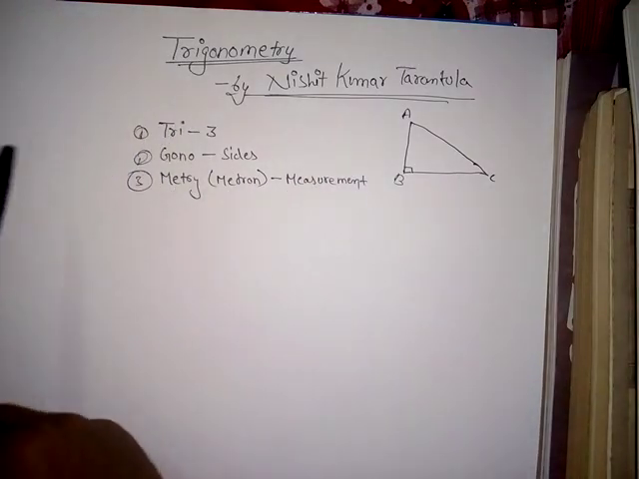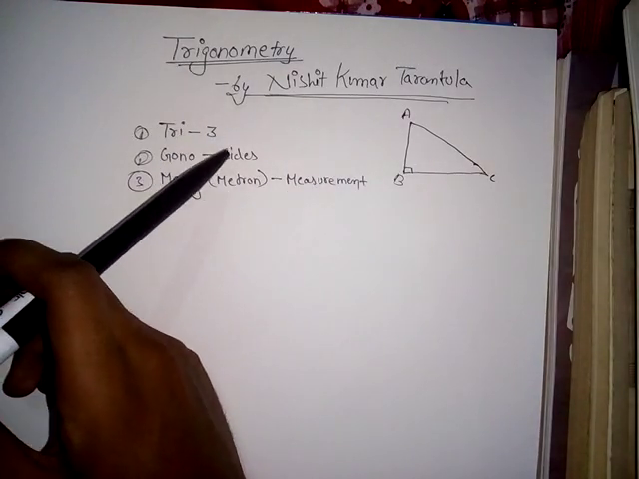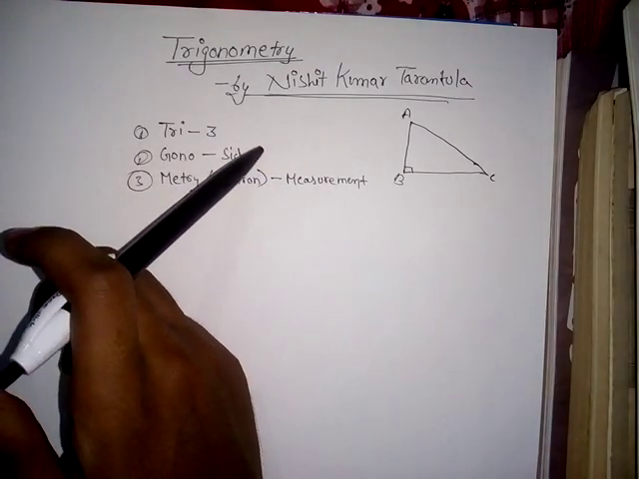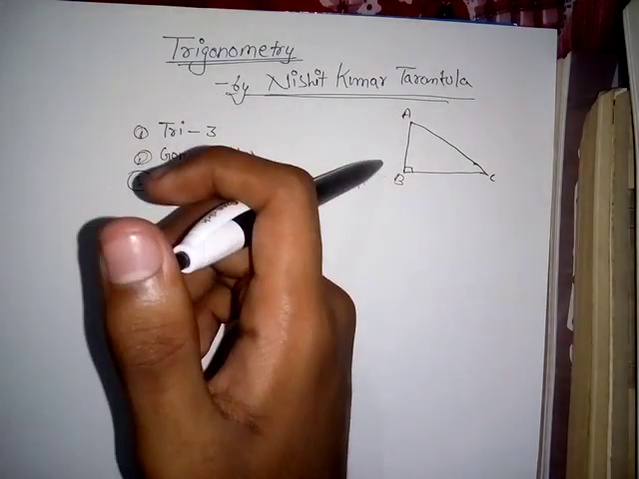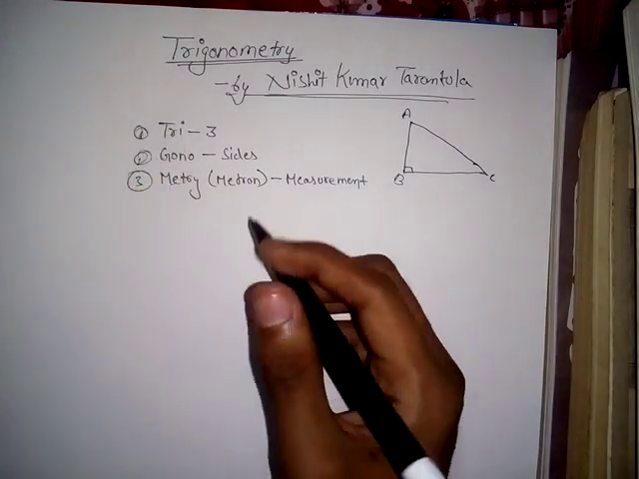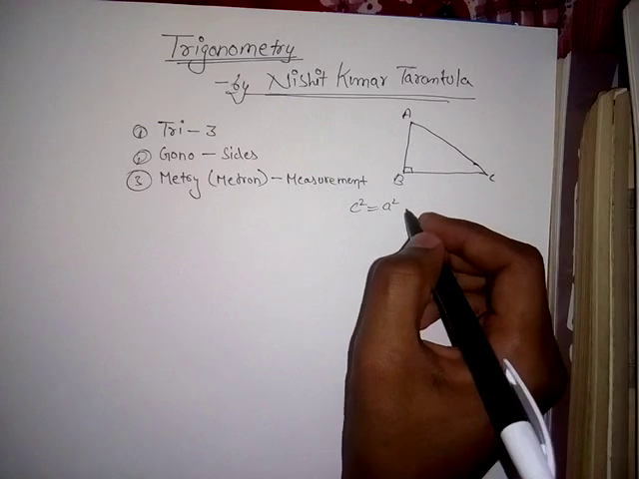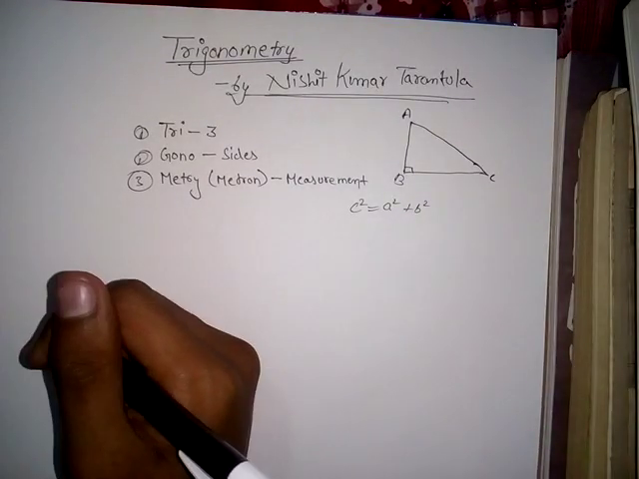So this suggests that trigonometry is a branch of mathematics that deals with the study of a polygon with three sides, with the measurement of a polygon with three sides. That polygon is nothing but a right angle triangle. When I say right angle triangle, this equation must come to your mind: c square equals a square plus b square. This is the Pythagoras Theorem.